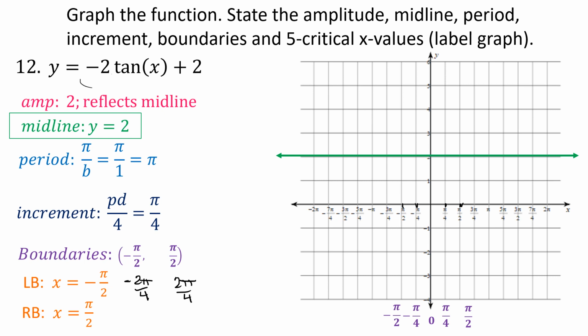At the left and right boundaries, we will get the asymptotes. We'll put our middle point on the midline, so it'll be at the point 0, 2. And this is a negative tangent, so when I go to the right pi over 4, I need to drop down 2 from the midline. When I go to the left, negative pi over 4, I have to go up 2 from the midline. And then we will sketch our graph.